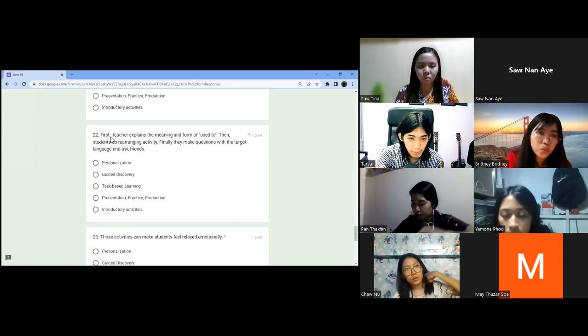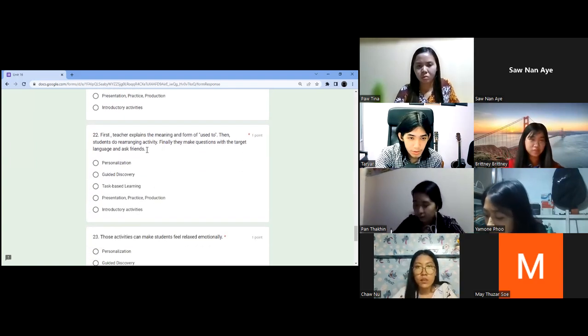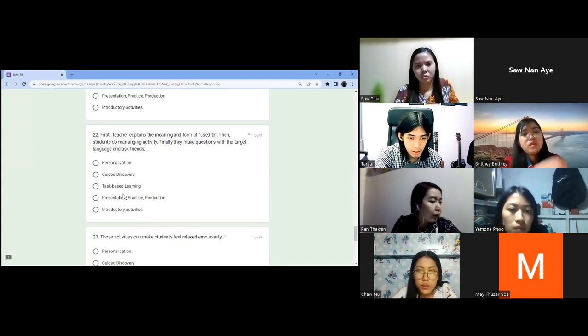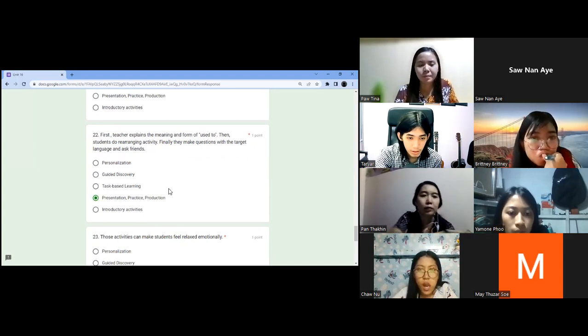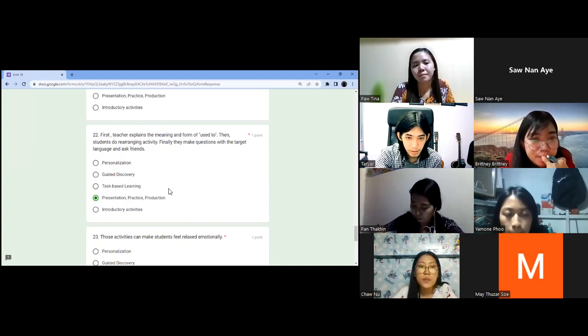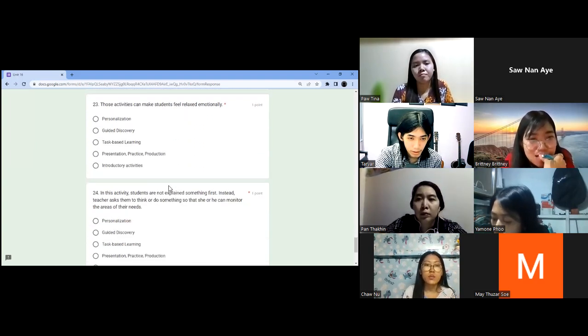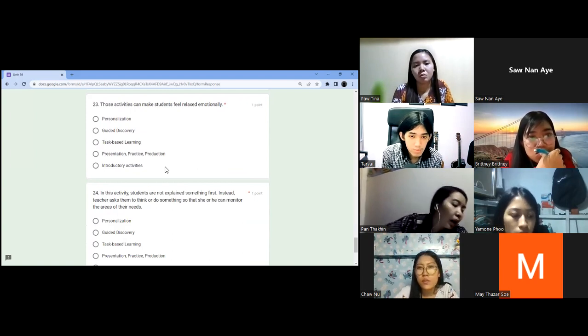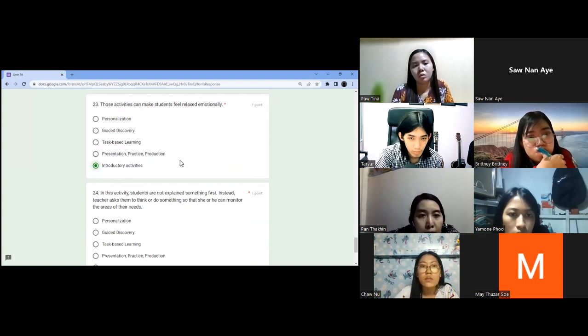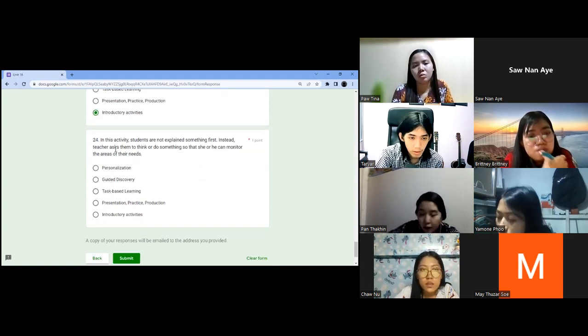Okay. First, the teacher explains the meaning of the formula used to students. So this is presentation, PPP. Yes, right. Okay, those activities can make students relaxed emotionally. It's an introductory activity, I think. Very relaxed emotionally. In this activity, now explain first instead of giving the thinking.